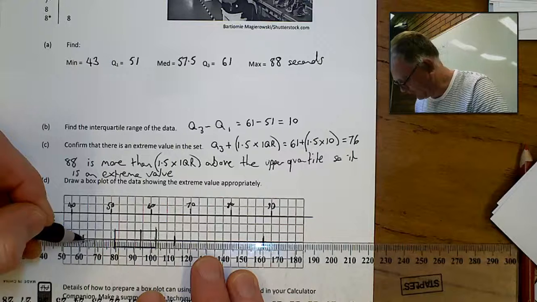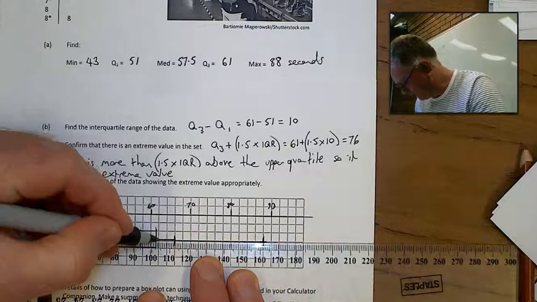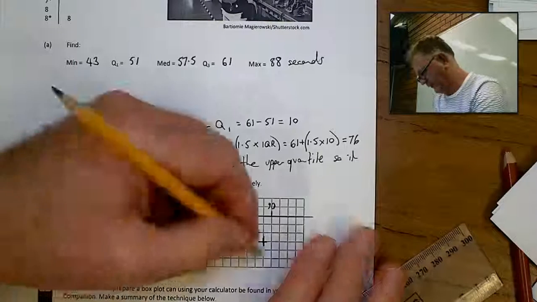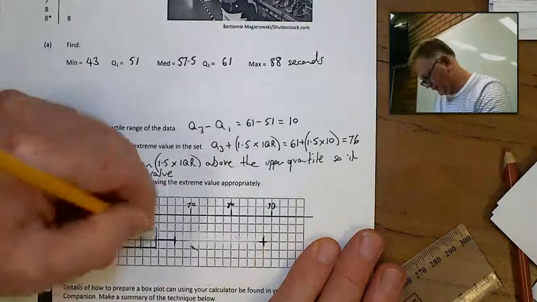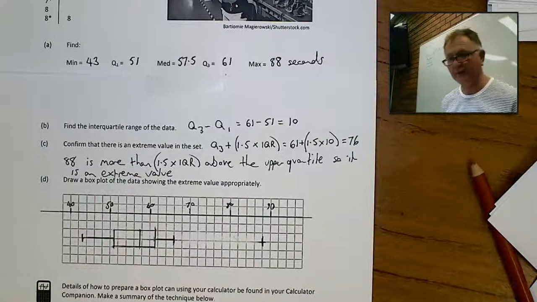So there's one worker there that is very slow. And that's pretty much it. I'll just rub out some of those pencil lines. And that's pretty much what we're trying to achieve.